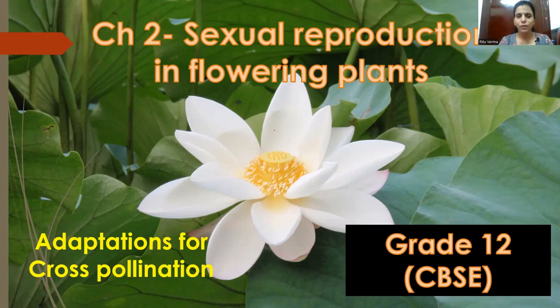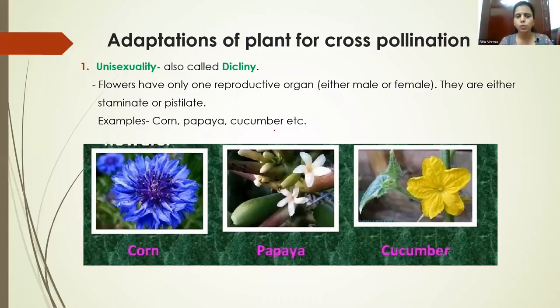Everyone, in this video we are going to learn about some of the adaptations possessed by flowering plants in order to promote cross-pollination. So the first adaptation is unisexuality. Unisexuality is also called dichogamy.